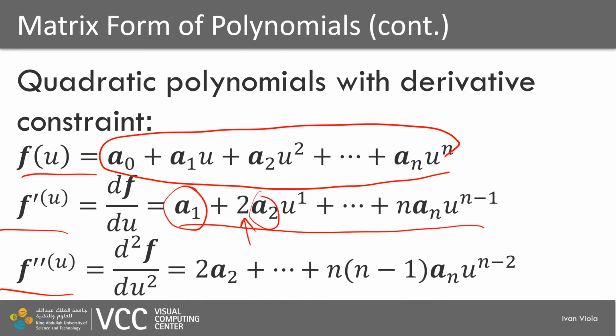This is a general formula not only for the quadratic polynomial, but for any higher degree polynomial, actually of nth degree. And this is the first order derivative formula. Here we have the second order derivative formula.